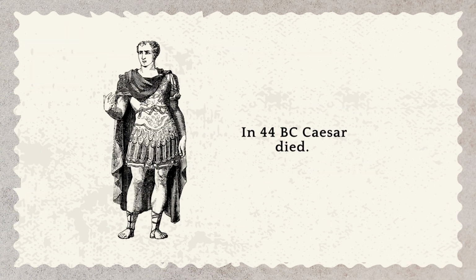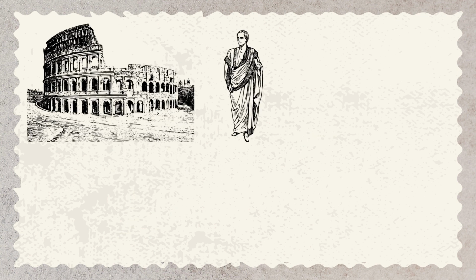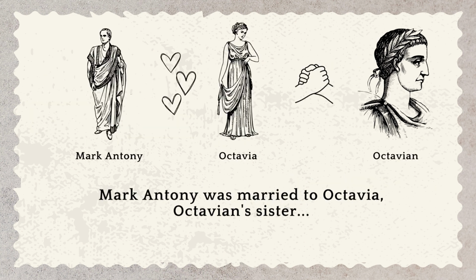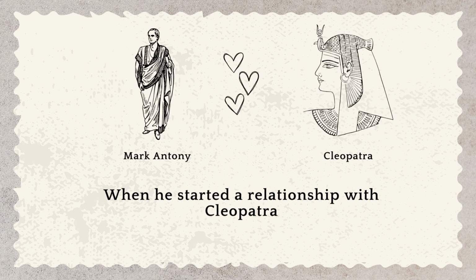In 44 BC, Caesar died. In the Roman Empire, Mark Antony and Octavian fought for power. Mark Antony was married to Octavia, Octavian's sister, when he started a relationship with Cleopatra.